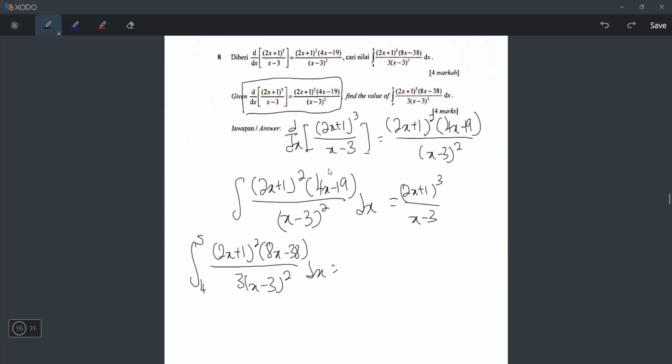Can you see this looks very similar to this? This is an integral, this is also an integral. This is (2x plus 1) squared, this is also (2x plus 1) squared. This is (x minus 3) squared, this is also (x minus 3) squared. But this is different, the 8x minus 38.